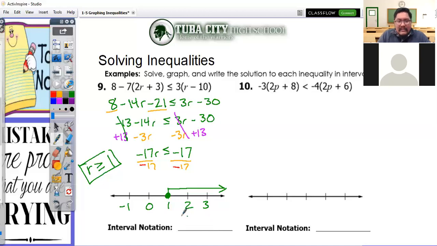So anyway, let's go and put it into the interval notation. So we include 1 on to infinity.